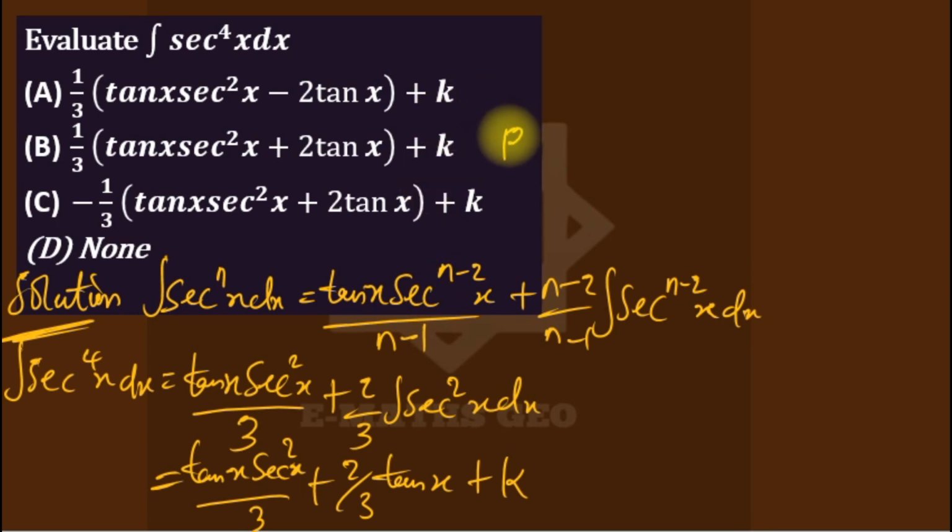You can see we factored. If you factor 1 over 3, we are left with 2 tan x. So the option is B. So let me now prove the formula I used, this formula here.